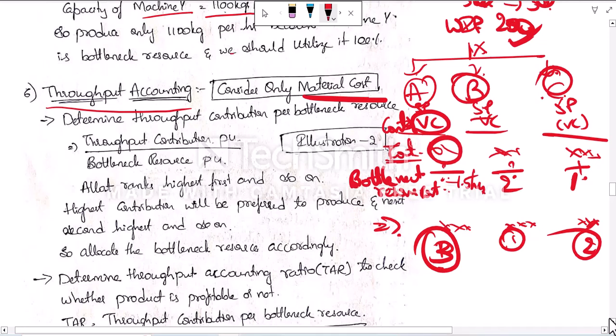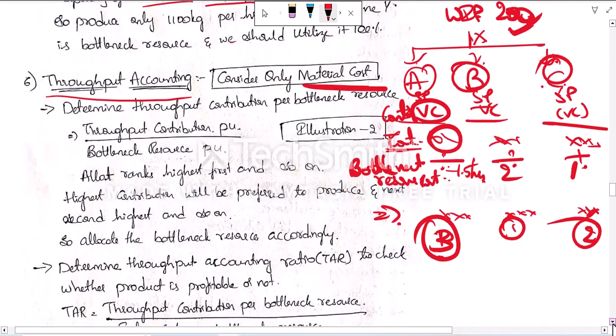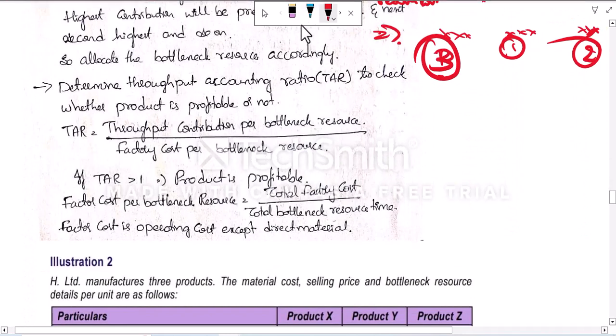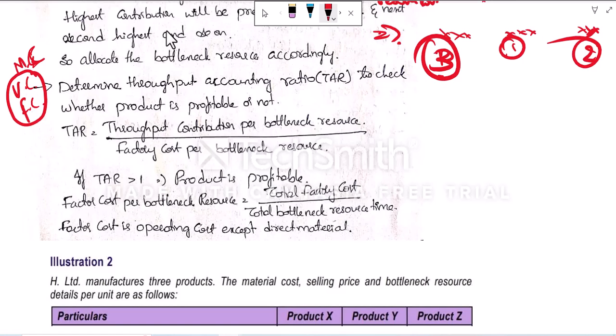Okay, based on the throughput contribution per bottleneck resource. Next, throughput accounting ratio. Throughput accounting ratio is used to check whether the product is profitable or not, because in the above, to calculate the contribution, we consider only material cost. But there will be other costs, like other variable costs and fixed costs. So after considering all this, we will check whether the product is profitable or not through the throughput accounting ratio.